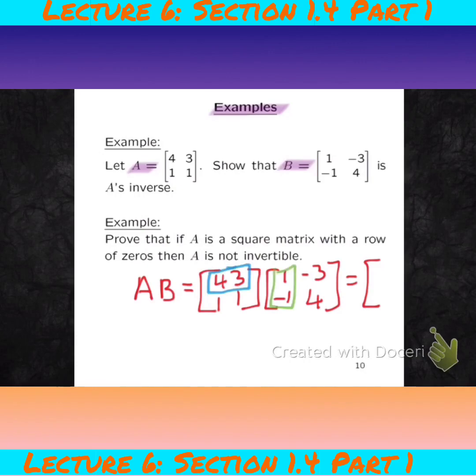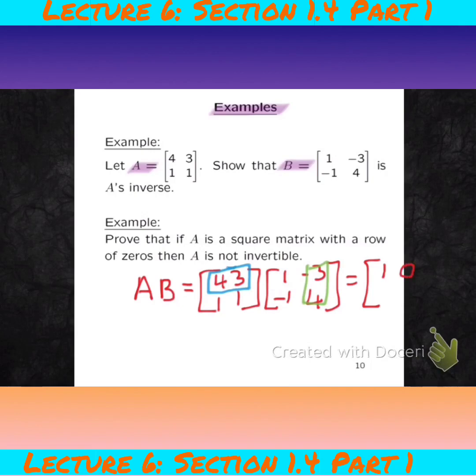So we dot the first row of A with the first column of B, and that is 4 plus 3 times minus 1. So that is going to be 1. Then the next one is we're going to dot the first row with the second column, and we're going to get 4 times minus 3, which is minus 12, plus 3 times 4, which is 12, which is 0.